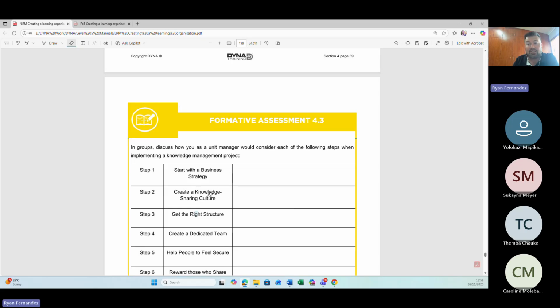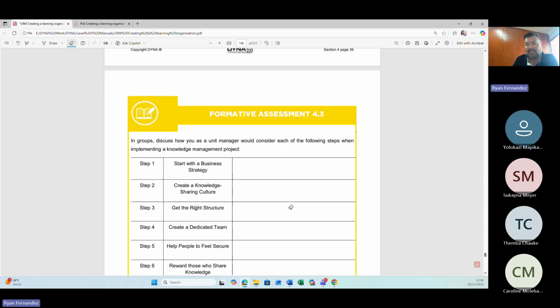Then create a knowledge sharing culture. I need to be sharing with my people by telling stories of what has worked in a training session. So that's how I'm going to create a knowledge sharing culture. Then get the right structure. I need to make sure that departments sit down and have discussions and debates with each other so that we can understand what the other divisions need and want in terms of knowledge. Great. That's how we're going to get the structure.